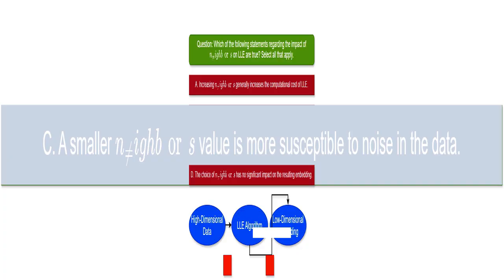LLE, or locally linear embedding, is a clever technique for dimensionality reduction. It works by looking at how each data point relates to its nearby neighbors. It tries to preserve those local relationships when it simplifies the data to fewer dimensions. It's like finding the most efficient way to represent your data while keeping its relationships.